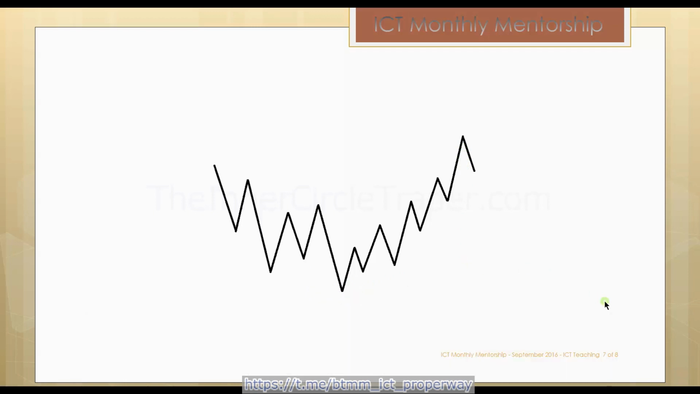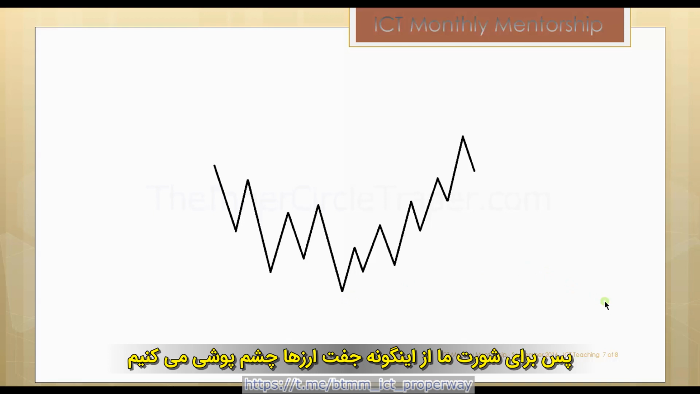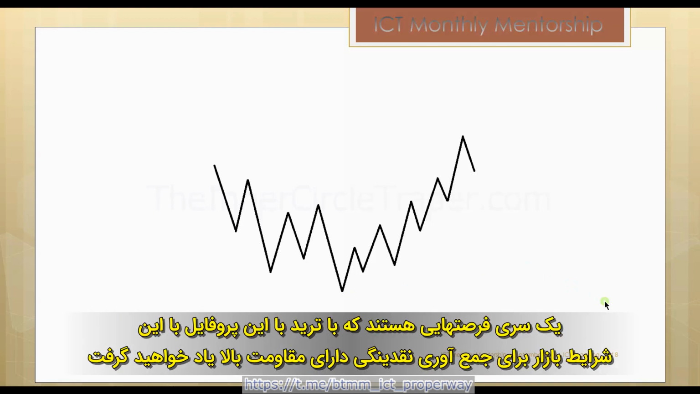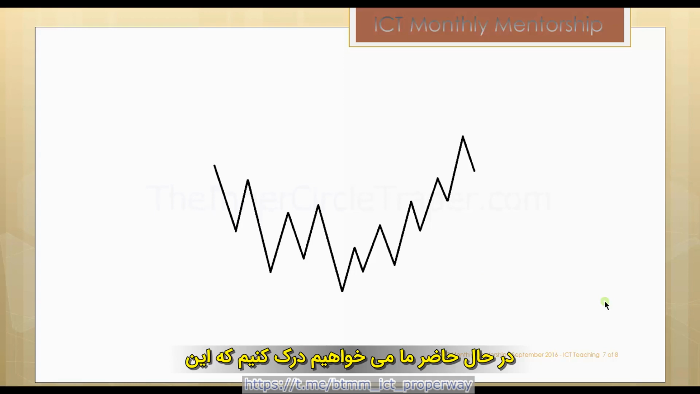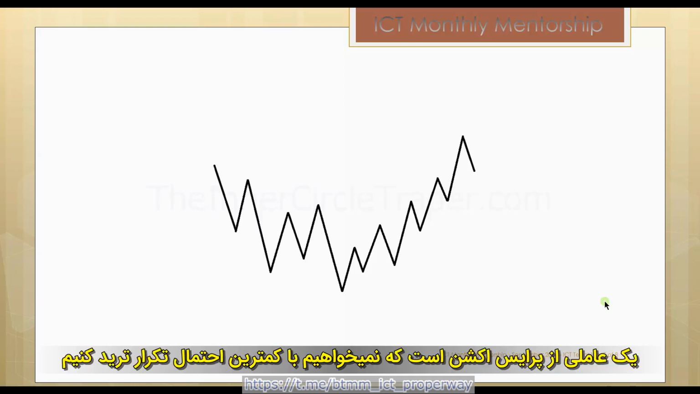So for shorts, we avoid these types of occurrences. There are opportunities that we'll learn with trading with this profile or this market condition for high resistance and liquidity runs, but for now we want to understand that this is the element of price action that we want to trade very less frequent in.